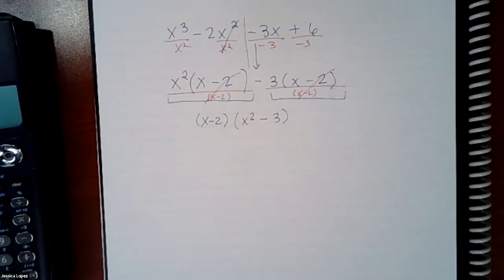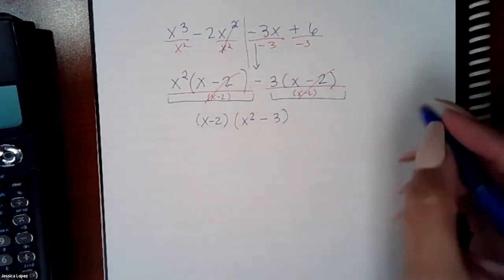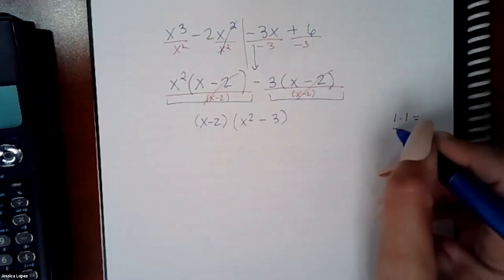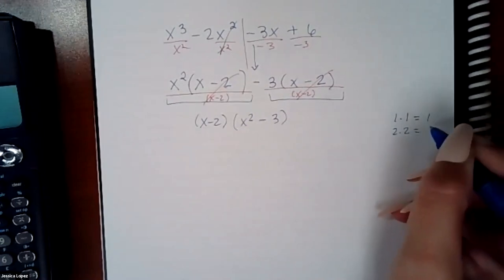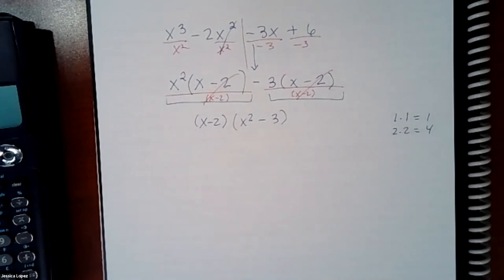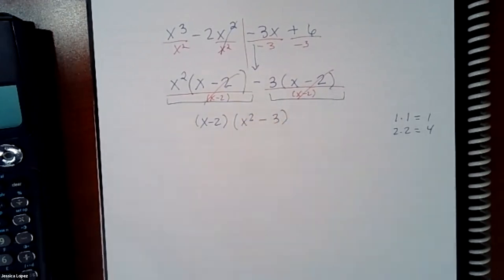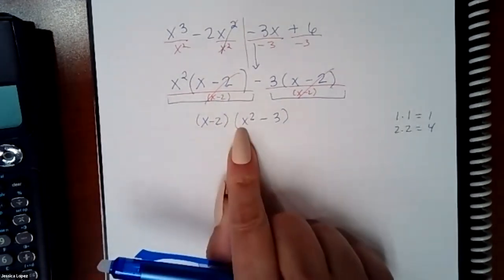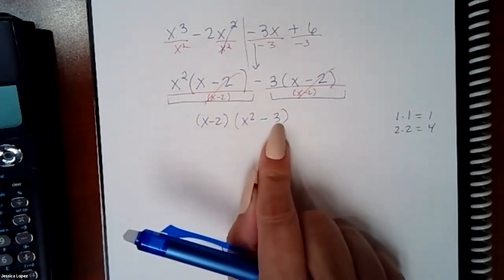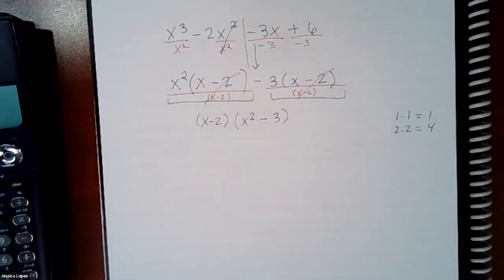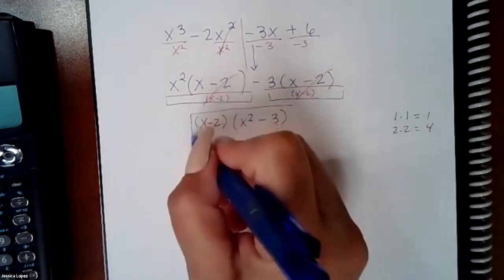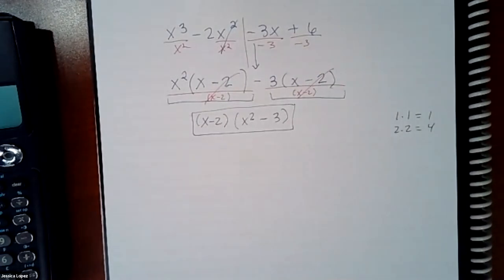And three is not a perfect square. There's nothing, whether I multiply one times one or two times two, I'm not going to get three. Notice how it jumps right over three. So three is not a perfect square. So do not try to factor the difference of two perfect squares because you don't have two perfect squares. You have one perfect square and then a non-perfect square. So that's it for this problem. I am done. How do we check?